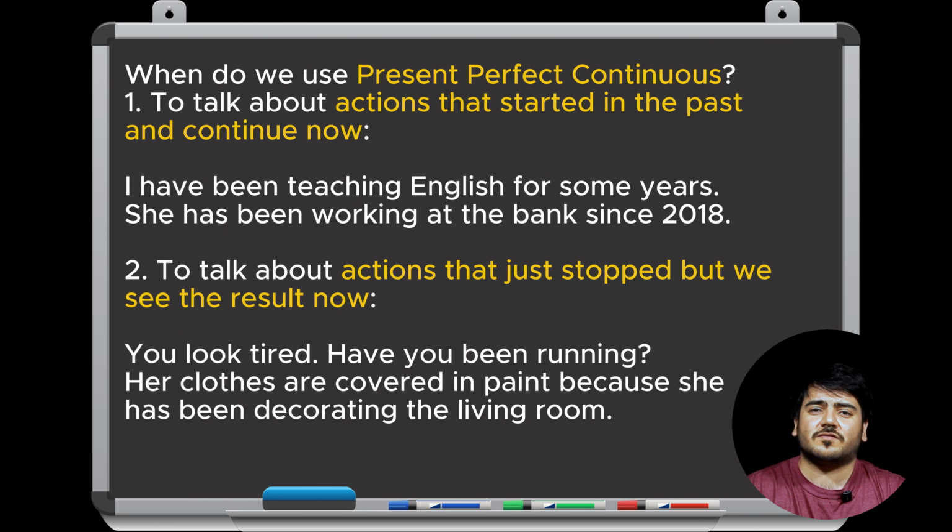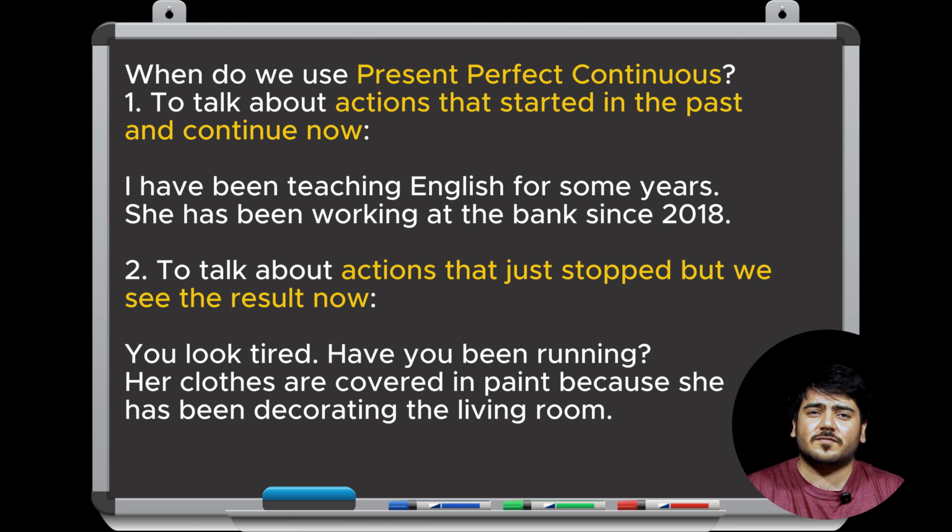When do we use present perfect continuous? Number one, to talk about actions that started in the past and continue now. Like, I've been teaching English for some years. She has been working at the bank since 2018.